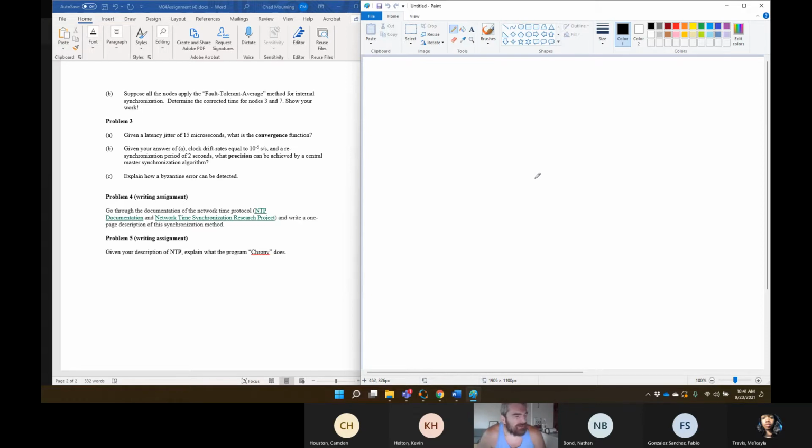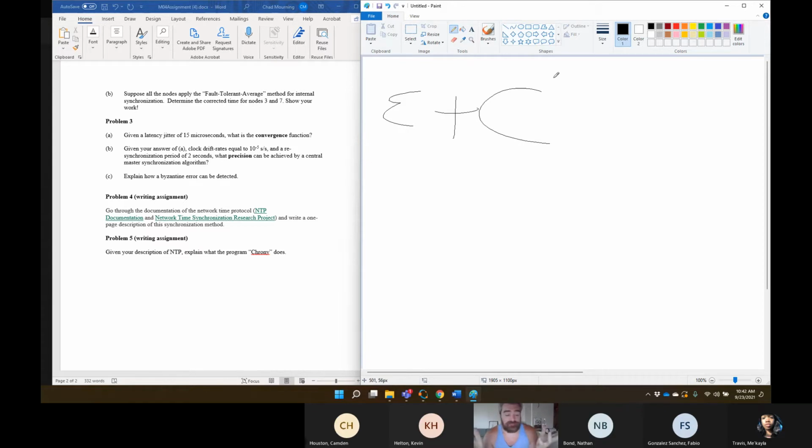If you're using some other method, it's always going to be at least as much as the jitter. So if you said 15 microseconds for the central master method, you should get full credit. If you said something like jitter plus a constant, that is probably even more correct conceptually, although we really didn't talk about jitter vis-a-vis FTA.